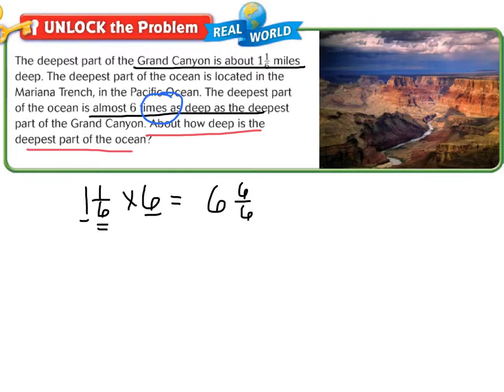Now, that answer isn't incorrect, but it could be better. 6/6 is a fraction that's equal to 1. Since 6/6 equals 1, 6 plus 1 is 7. So to answer this question, I should say that the Marianas Trench is 7 miles deep.